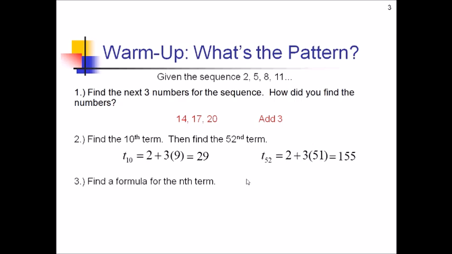Pause the video one more time and see if you can figure out a formula for the nth term. See if you can find the pattern here. So you might have noticed on each of these problems that whatever term you're looking for, you're just doing 2 plus 3 times 1 less than that number. Because again, this 2 is already taking care of term number 1. So to get the nth term, you're going to need 2 plus 3 times n minus 1, whatever n is.